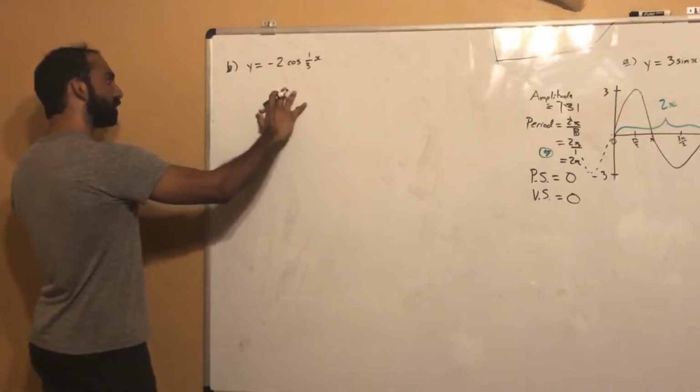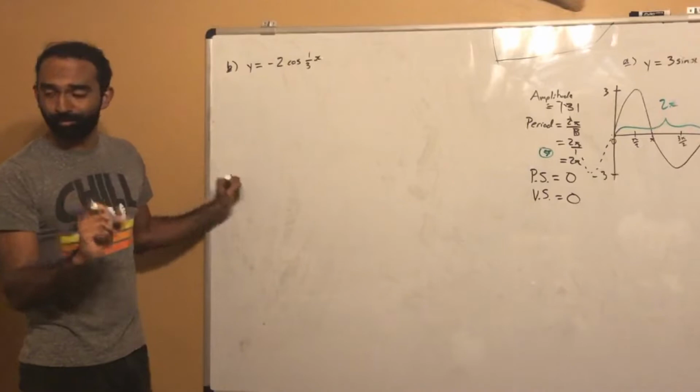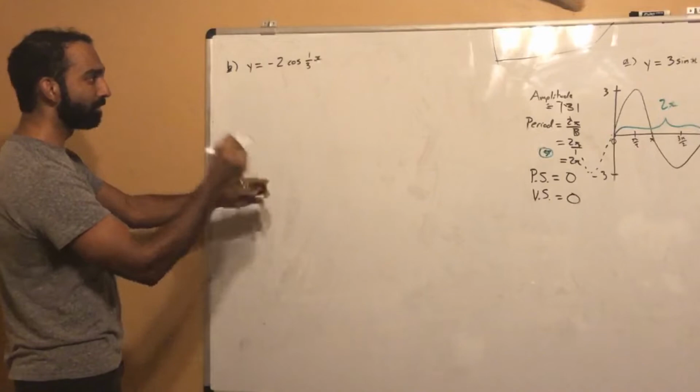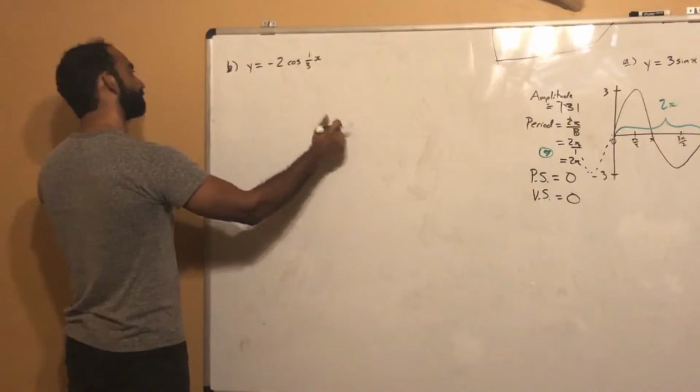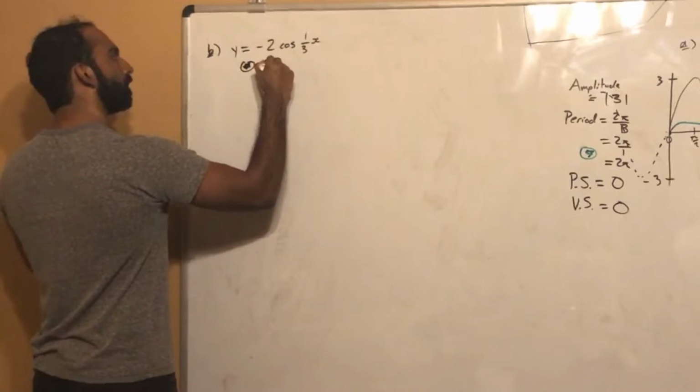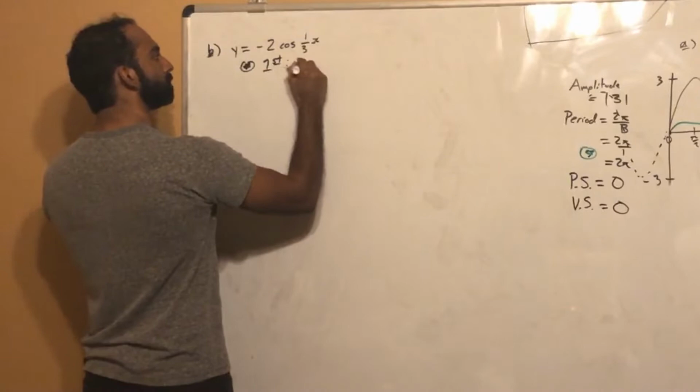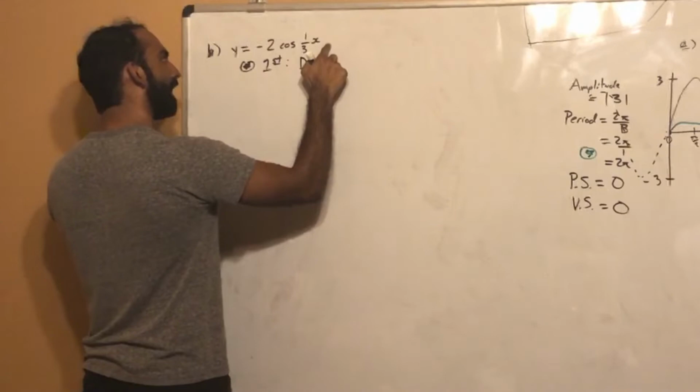With these guys, I want you to do these more complicated ones. Make a note of this. Do it in bite-sized pieces. Start with the parent function. Start with your prototype, and work your way to this one step at a time. The order I want you to do it in is like this. First, do your horizontal compression. In other words, graph cosine of 1/3 x.